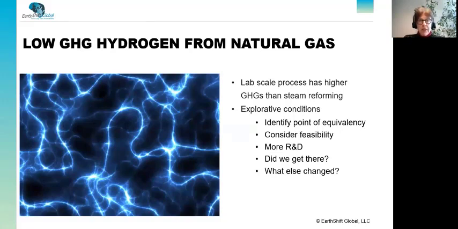We wanted to look at feasibility. Could that be done? Then, in fact, what happened was they considered the feasibility of actually dropping the energy consumption, because that was what was holding us back, down to the point where we showed the equivalency. They went back and did more R&D, and then they shared the data with us again. We modeled again. Did we get there? What else had changed? And so this was a whole process that we did with them.